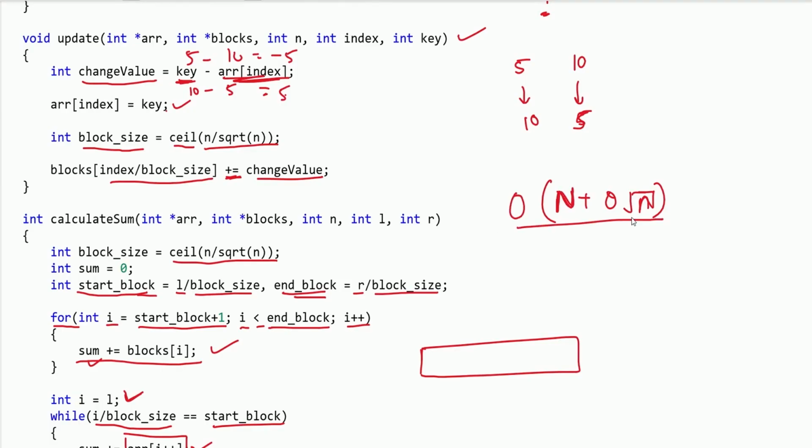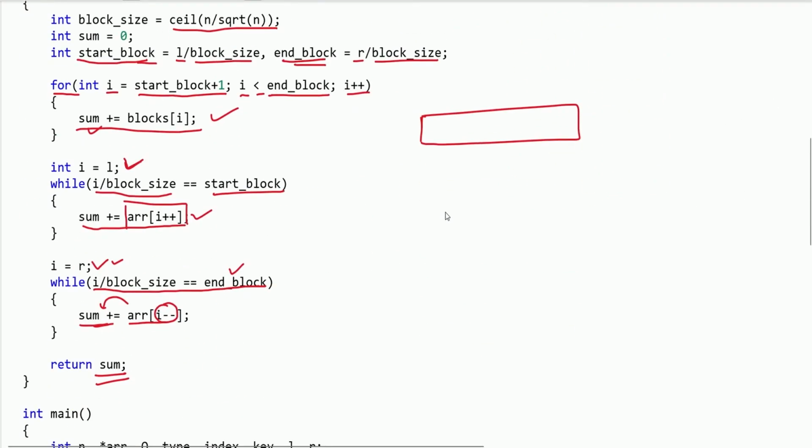Okay. So this is only effective when we have a large number of queries instead of just asking once or twice. If you are asking once or twice, then I guess we can do it in a brute force manner only, which is more efficient than creating these blocks or doing square root decomposition.